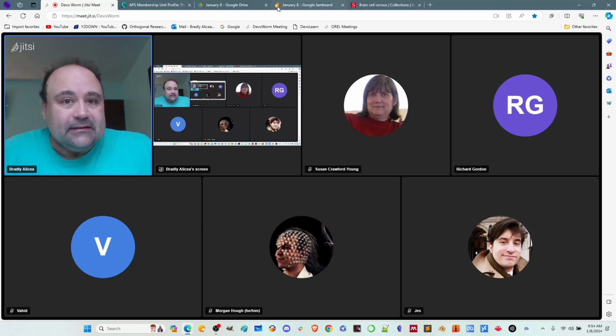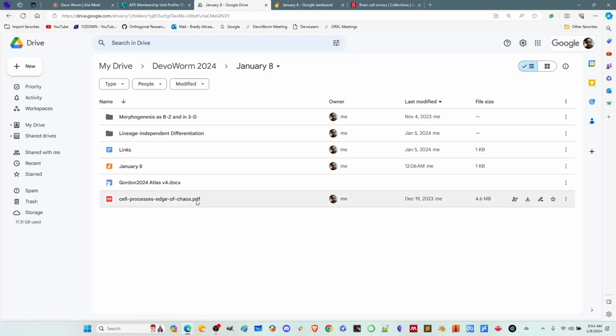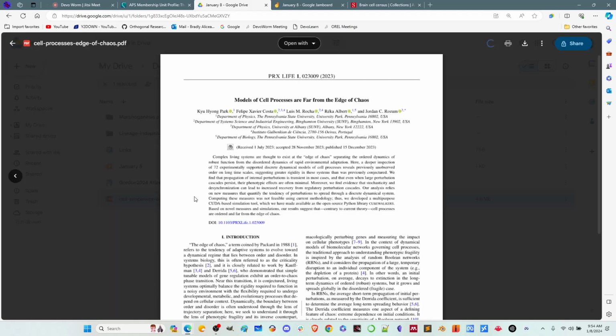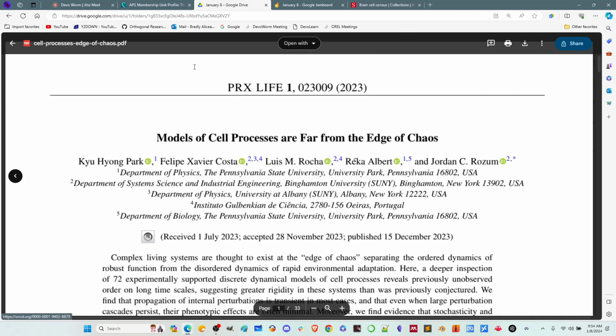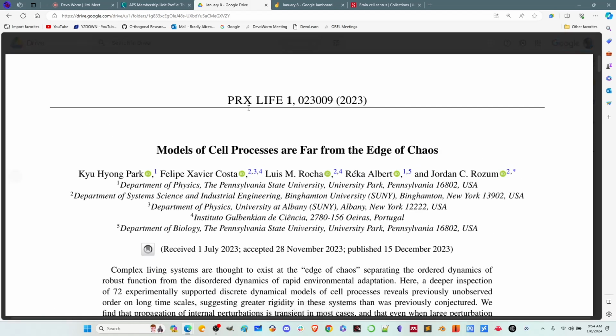Okay, so the last thing I wanted to do was go over this paper here, and this is a paper out of a new journal, PRX Life. So this is Physical Review X, which is like the open access version of Physical Review. They have different letters after Physical Review, and this is X. And then they have this new journal called PRX Life, which is focused on biophysics and biology from a physics perspective.